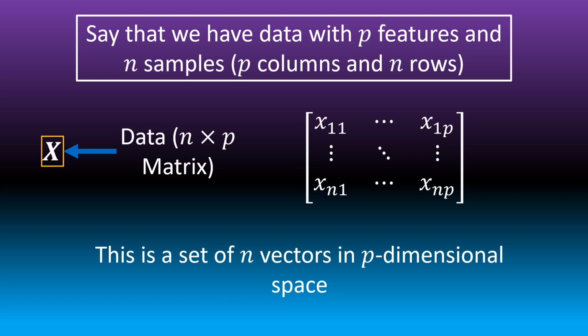So say that we have data with P features and N samples, P columns and N rows. So basically, this is a set of N vectors, or N samples, in P-dimensional space. So you have P features, meaning that you have P dimensions for each vector, and you have N vectors. And you can represent that as a matrix, as shown in this diagram.